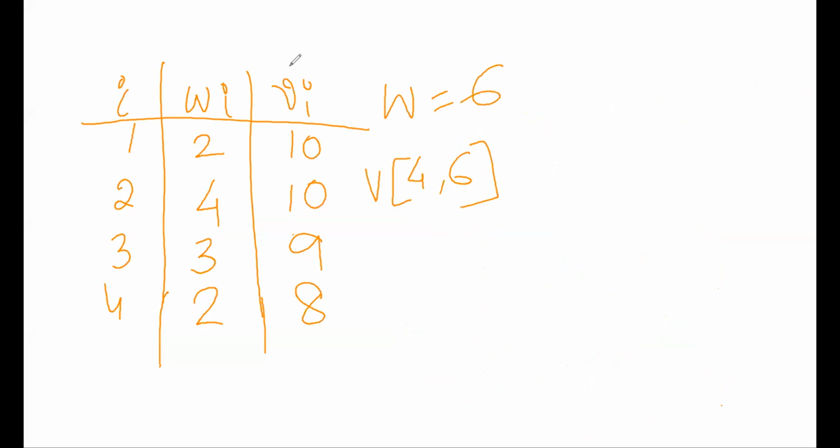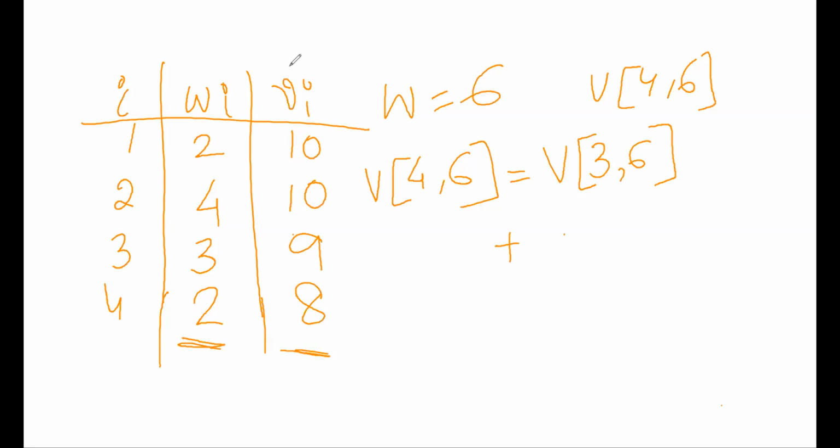So the table I will make for this will be 4, 6. This is the maximum value for 4 items with weight 6 allowed. If I apply the formula to this, if I decide to leave 4, I will be left with 3 items and a weight of 6. But if I decide to pick 4, I am adding 8 plus V of 3, comma, weight was 6, but the weight of item 4 is 2.